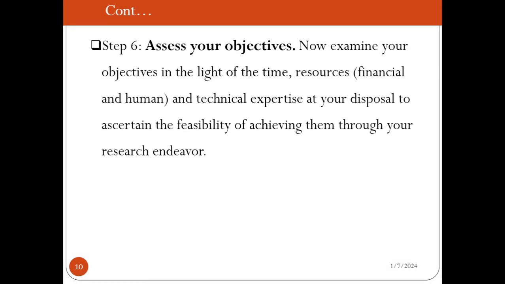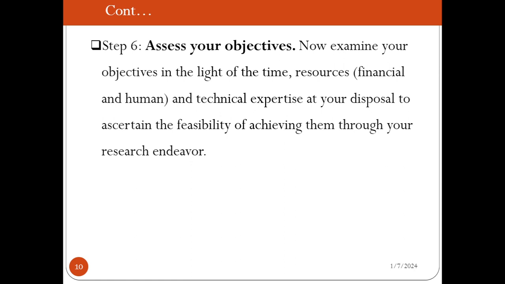Now, coming to step 6, assess your objectives, right? You have set your objectives and you have derived your objectives from your research question. Now it is time to actually look into your objectives. Is it possible to actually do or operationalize the objectives that you have set? Is it really doable? Can you collect data on the same objective? It means, can you physically do that? Now examine your objectives in the light of the time, resources like financial and human resources, and technical expertise at your disposal to ascertain the feasibility of achieving them through your research endeavor.